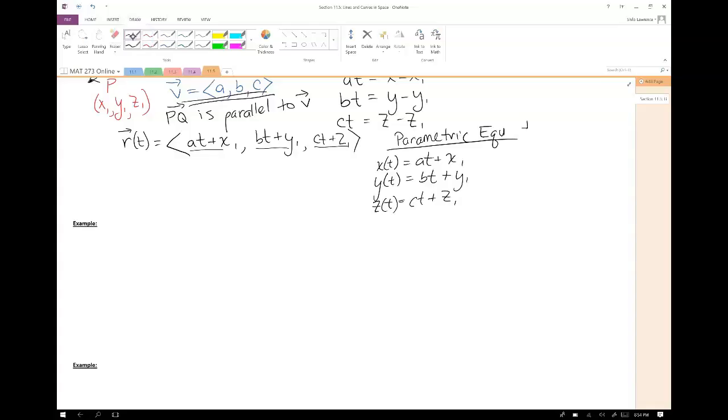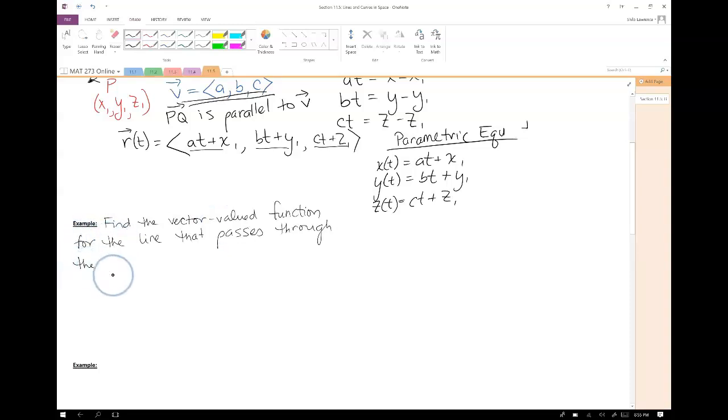So let's see exactly how this equation works. We are going to find the vector-valued function for the line that passes through the point, and we're going to call this our P, (2, -1, 4), in the direction of V, which has components (3, -2, -1). So we don't have to every single time work this out by creating a PQ and then setting up a ratio with V. We could just jump straight to the formula.